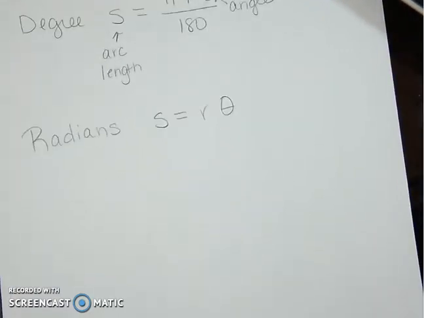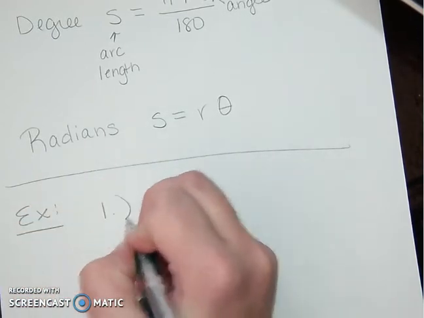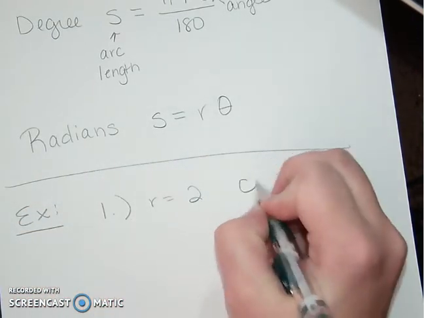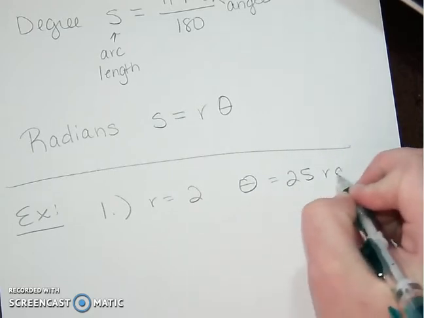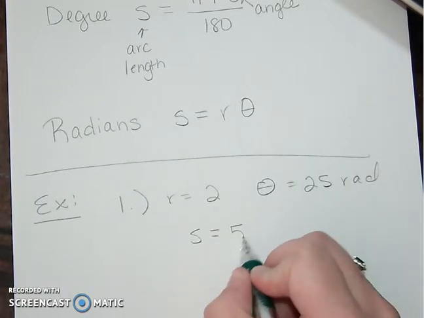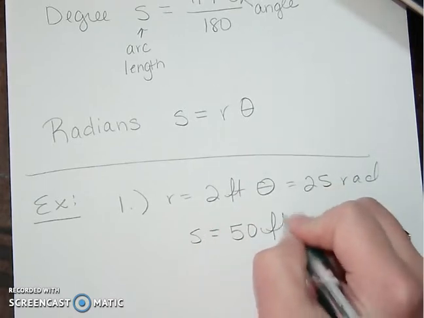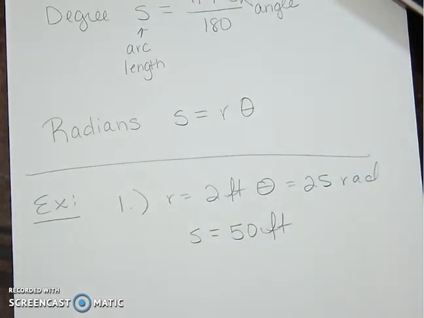So let's do a couple problems. The first one: if the radius is 2 and theta is 25 radians, what would the arc length be? Just 50, and if it's 2 feet, then it would be 50 feet, because 2 times 25 is 50. Remember, the radian will not have an effect on the linear measurement of feet. Same thing happens whenever it is in degrees. You just plug it in the degree formula and simplify as much as possible.